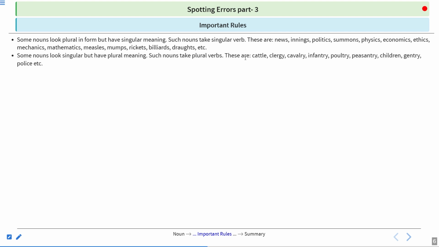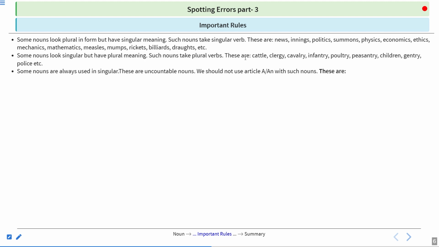Some nouns look singular but have plural meaning. Such nouns take plural verbs. These are cattle, clergy, cavalry, infantry, poultry, peasantry, children, gentry, police, etc. So these nouns look singular but actually they are plural and we use a plural verb with these.